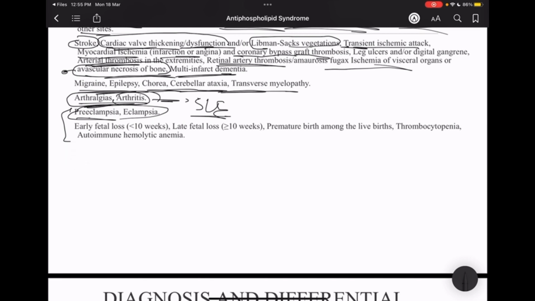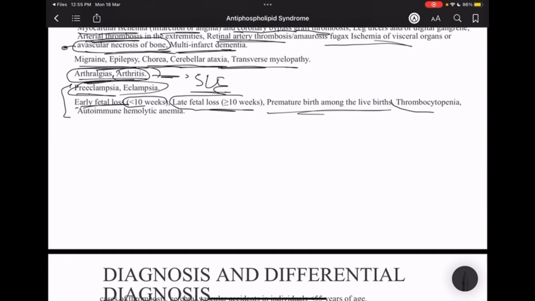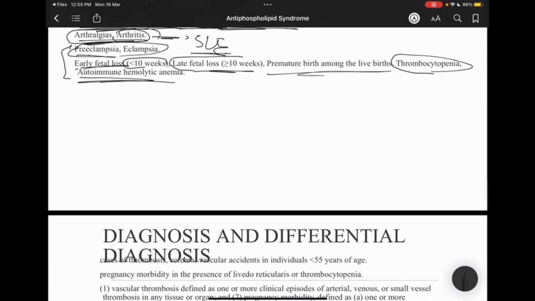So in case of fetal loss, if it is before 10 weeks, it's called early fetal loss. If it is after that, it's called late fetal loss. And premature birth among the live births. Thrombocytopenia for sure, because we have platelet consumption. And autoimmune hemolytic anemia, because at the end it's an autoimmune disease.